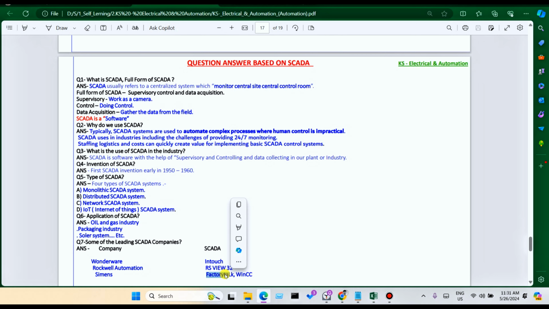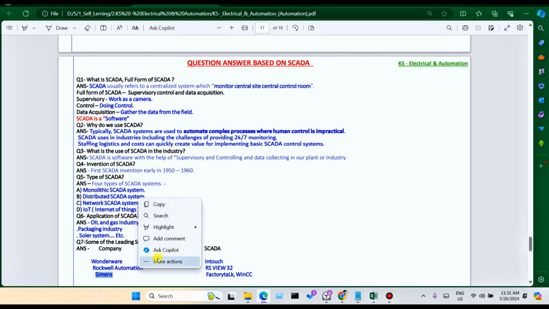Currently industry uses FactoryTalk View version 13 and version 14, which is the current version of Rockwell Automation. And WinCC Advanced and WinCC Basic are provided by the Siemens company.